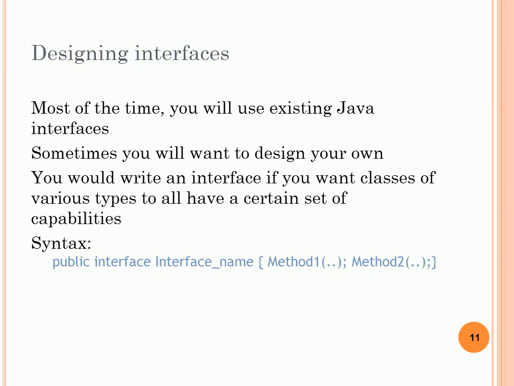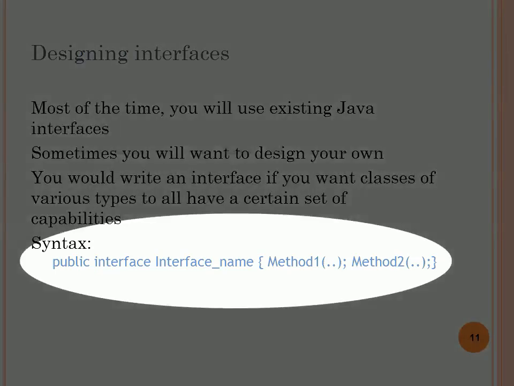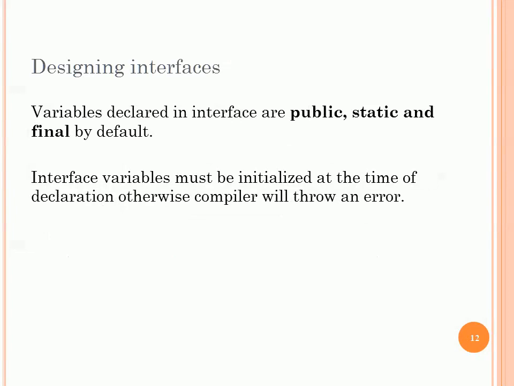In order to write your own interface, you need to follow the following syntax. We use the keyword public followed by interface, and then you put your class name or interface name. Then open brace, your abstract methods. Then at the end, don't forget to close your brace. As we said previously, variables declared in an interface must be public, static, and final. Now they must be initialized at the time of declaration, otherwise your compiler will raise an error.